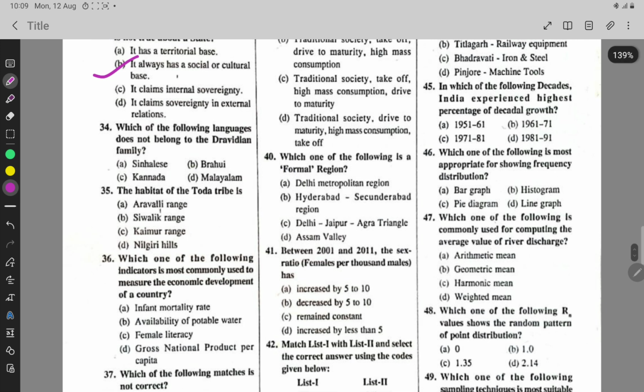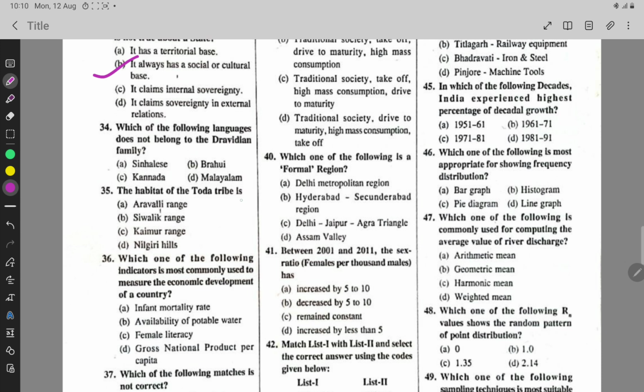Which of the following languages does not belong to the Dravidian family? Malayalam is, Kannada is, Brahui is, so Sinhalese is the correct option here. A is the answer. Sinhali is a language spoken in Sri Lanka and adjacent areas.